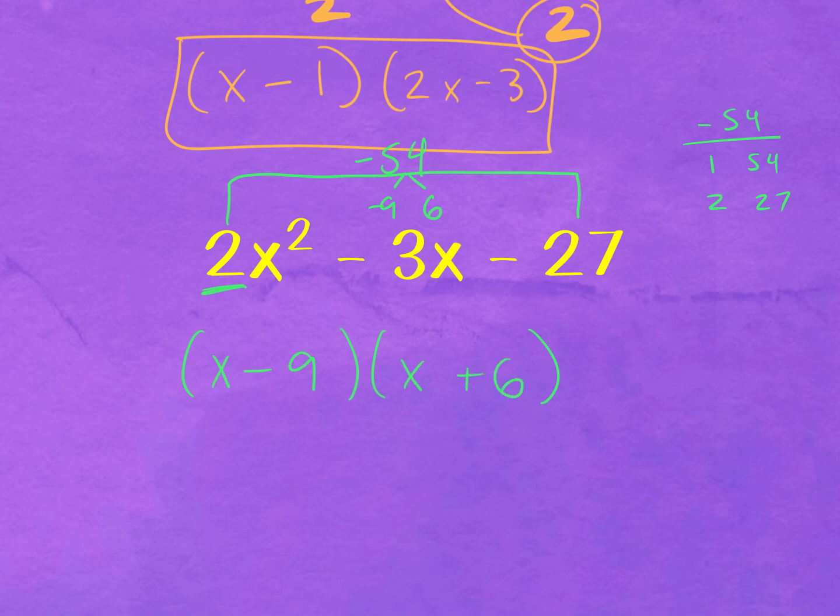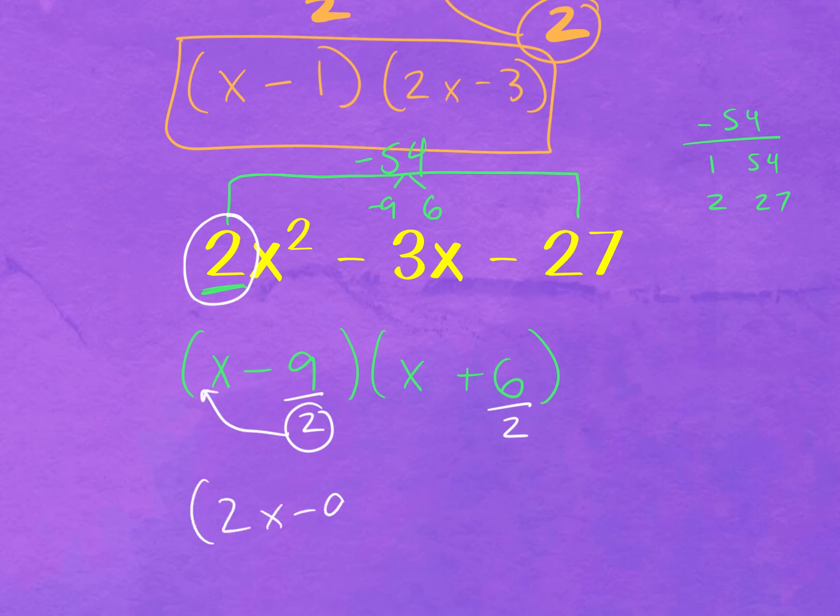Now, since I started by multiplying, what do I have to remember to do? Divide. Can I divide negative 9 by 2? Nope. So what do I do with the 2? Put it in front of the x, so it turns into 2x minus 9. Can I divide 6 by 2? What does it turn into? 3. So x plus 3.